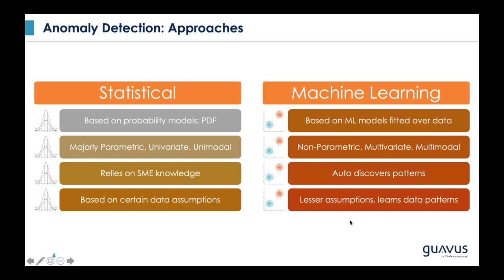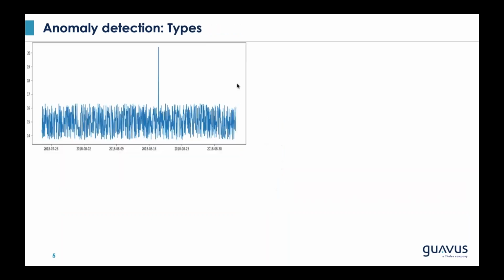So in this talk, we're going to talk about the statistical techniques, both from a parametric and non-parametric point of view, and cover machine learning in some other talk. So coming to anomaly types, there could be different ways of defining an anomaly. Like this is the simplest one. Data is in a range, and one point goes out of the range. So that's an anomaly we can see.